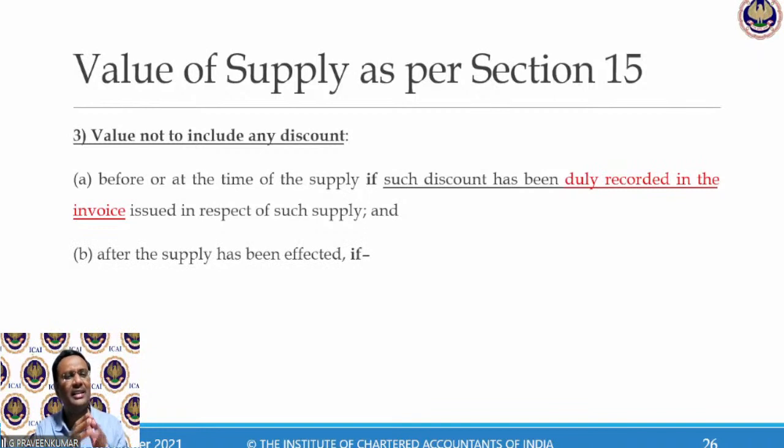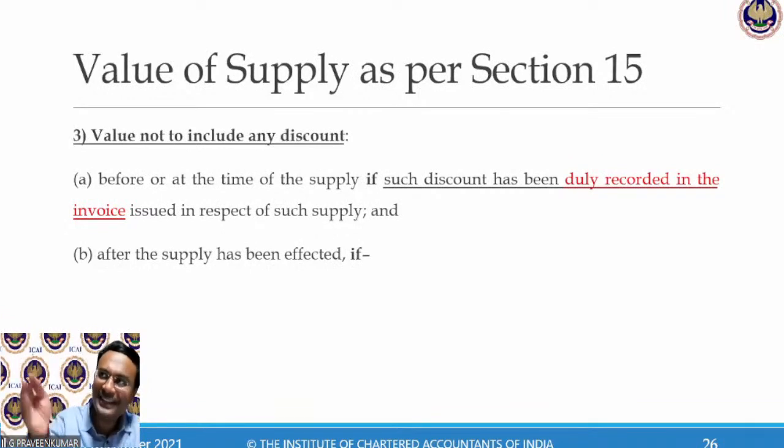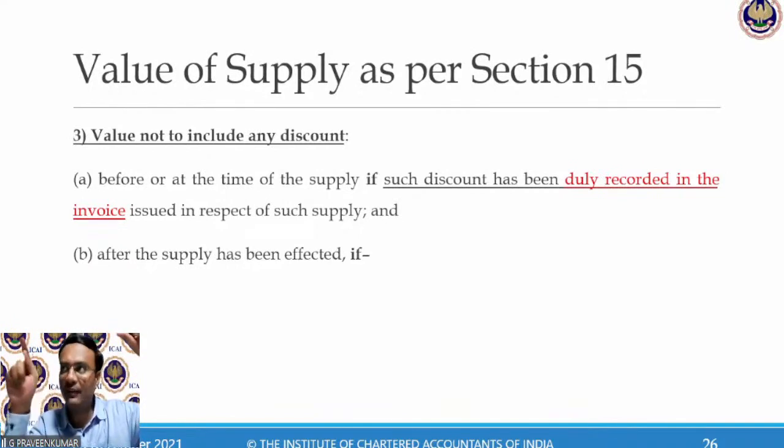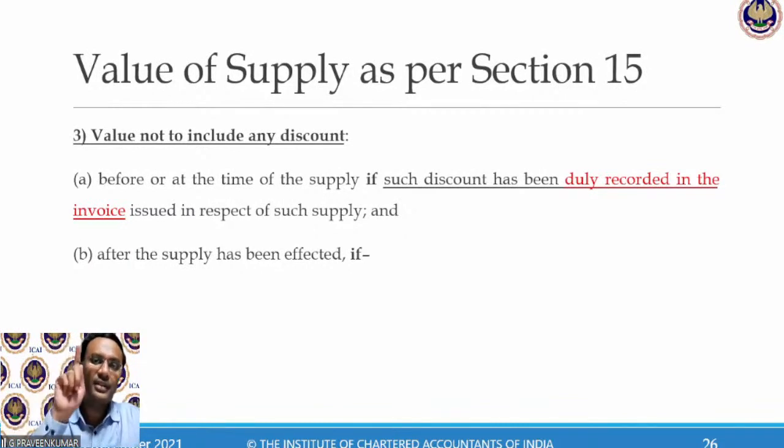It is natural, very simple and straightforward. On the face of the tax invoice, if I give some discount, which is called a trade discount, say I have to sell a pair of shoes worth 1,800. On that particular day there is an offer of 10% on the face of the invoice. Pair of shoes, size 10, 1,800, less 10% discount, 180. The rest is the net taxable value. Section 15 says whatever discount you have given on the face of the invoice shall be excluded from value of supply. Simple and straightforward for us to understand.